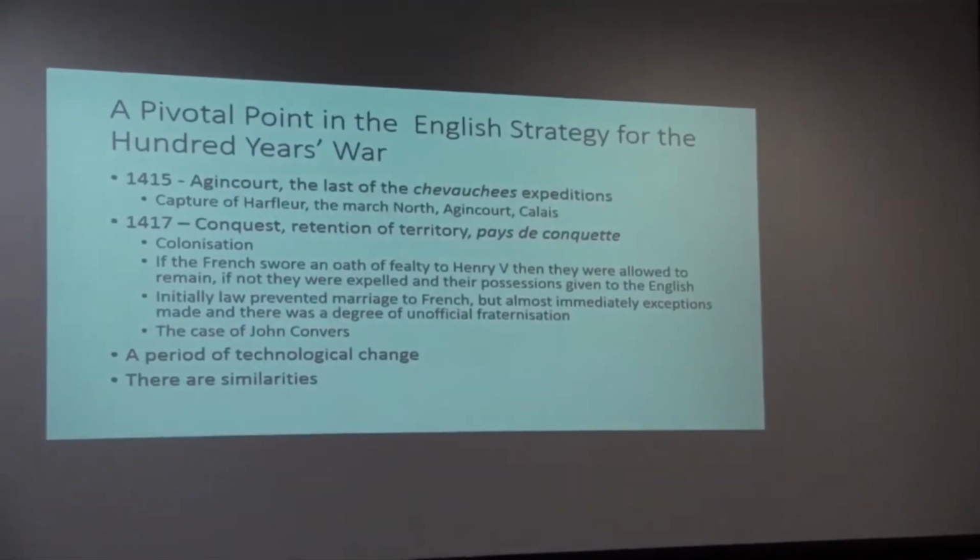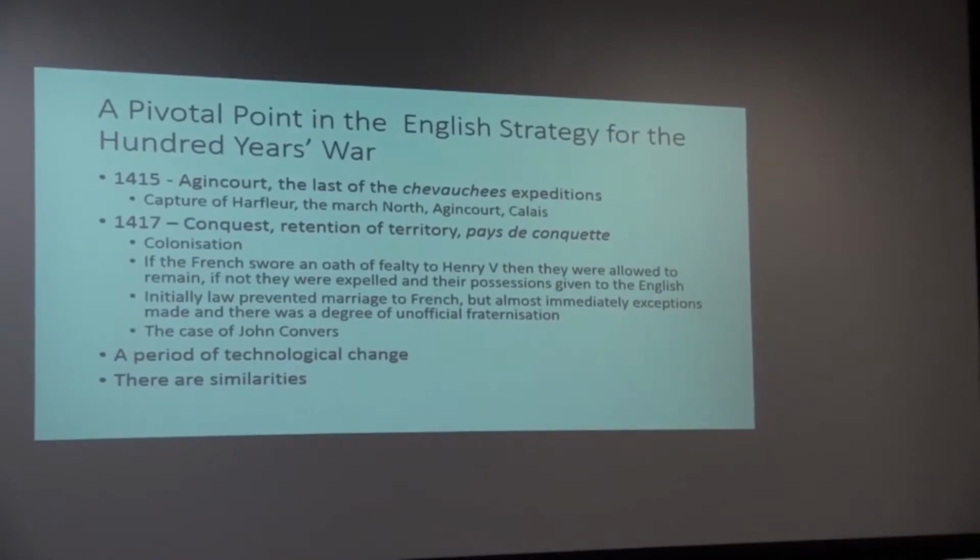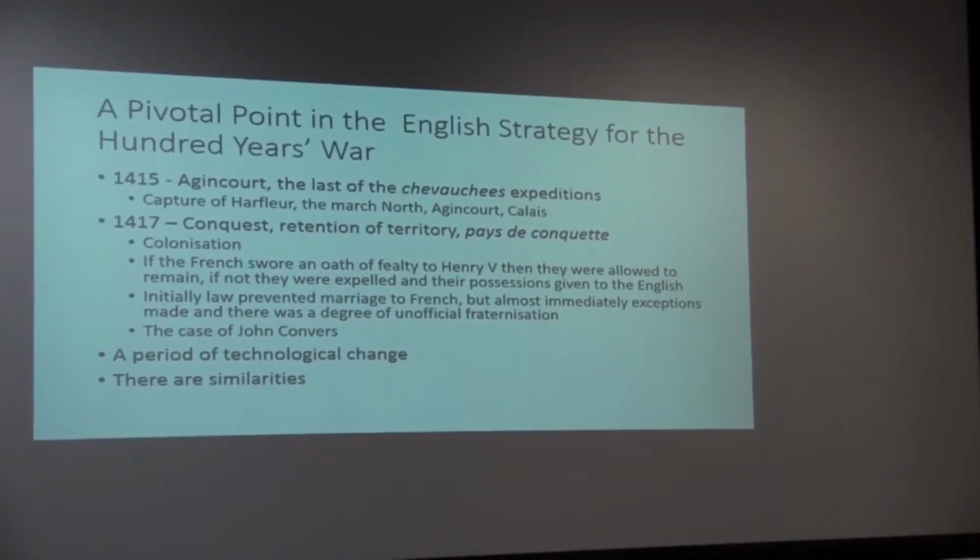This time, 1415 to 1417, was a pivotal point in terms of English strategy. Agincourt can probably be considered the last of the chevauchée expeditions, where there was no attempt to hold land, really. It was essentially going abroad, seeking battle, trying to force the French to negotiate, and then returning. 1417 was very much a change. It was conquest, retention of territory, an attempt to populate the land with English.